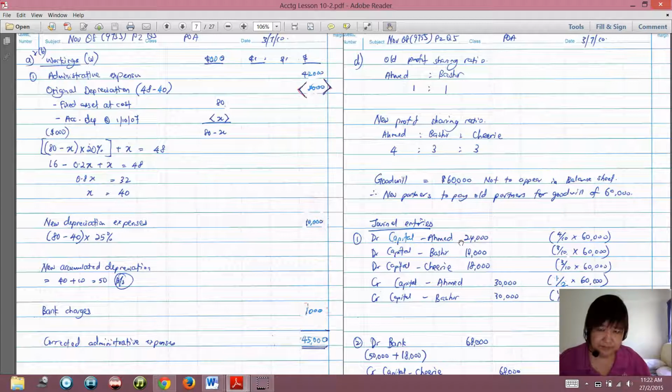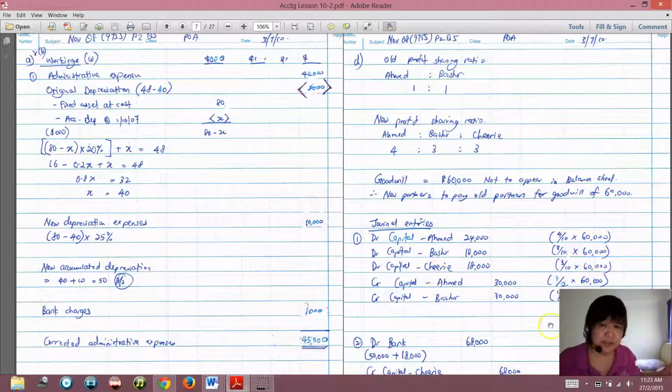Because if you debit all to the new partner, in other words, we are saying that when we debit the capital, we take away the partner's money. That means we reduce the partner's money in the company.